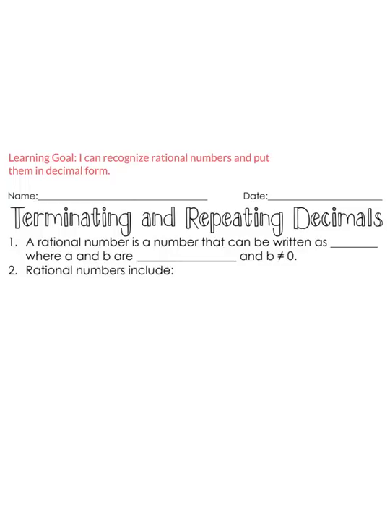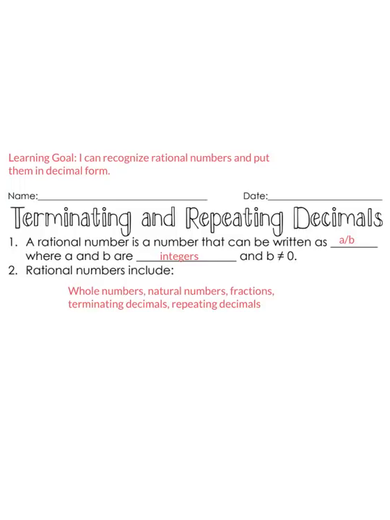A rational number is a number that can be written as a over b, where a and b are integers and b cannot equal 0 because a over b is a fraction and there cannot be a 0 on the bottom.